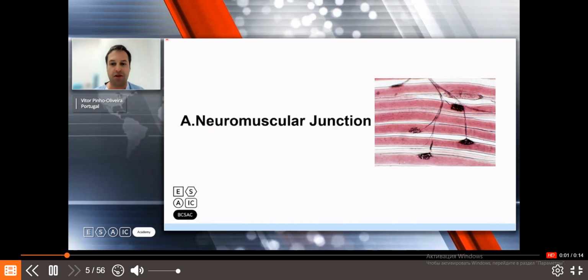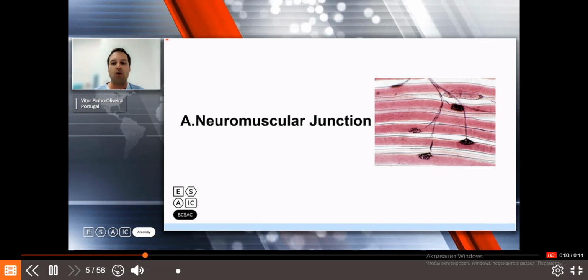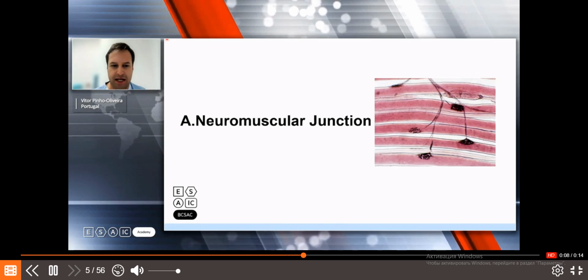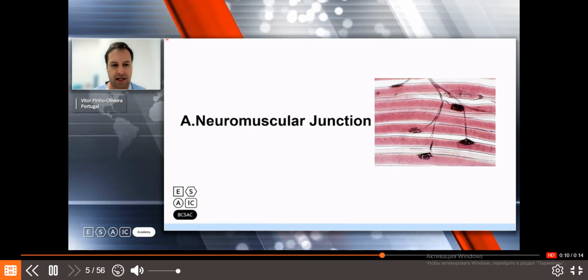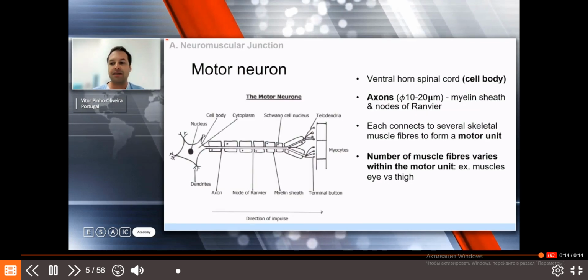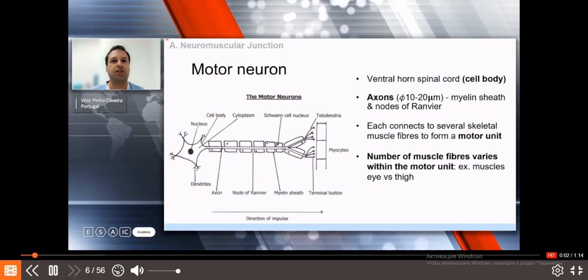So first things first, the basics. I'm also an EDAIC part 2 examiner, and we focus a lot on the basics, the physiology and the anatomy.